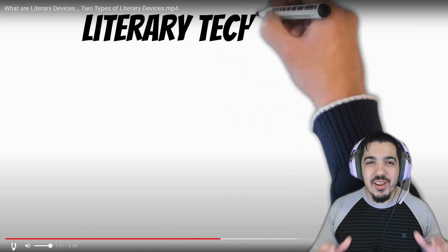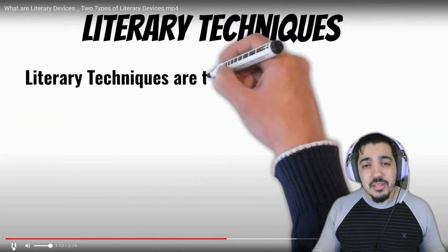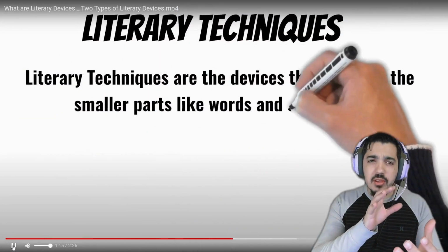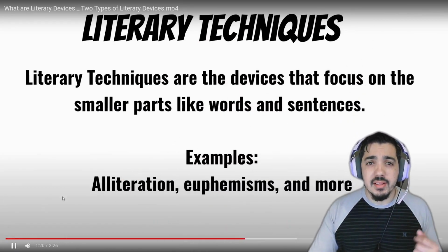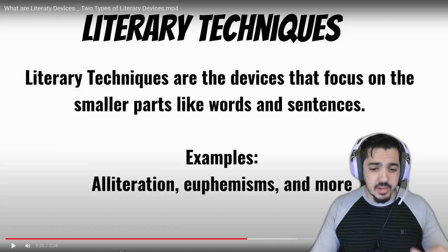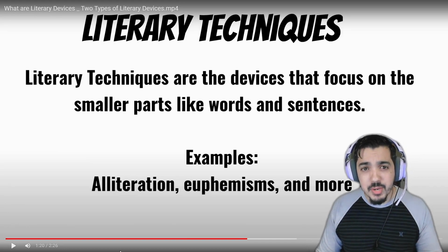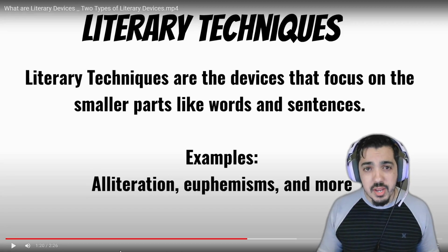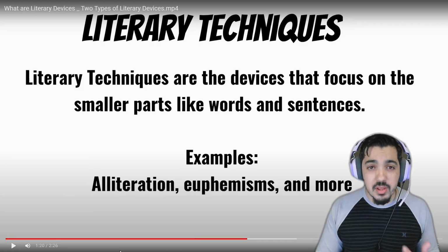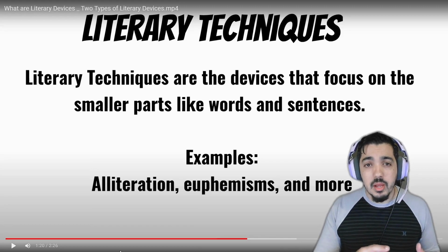Okay, so what are literary techniques? Literary techniques are the devices that focus on the smaller part of the story, like the words and the sentences. For example, down here I have alliteration, euphemisms, and more. You can also check out my channel for flashbacks, foreshadowing, and parallelism.